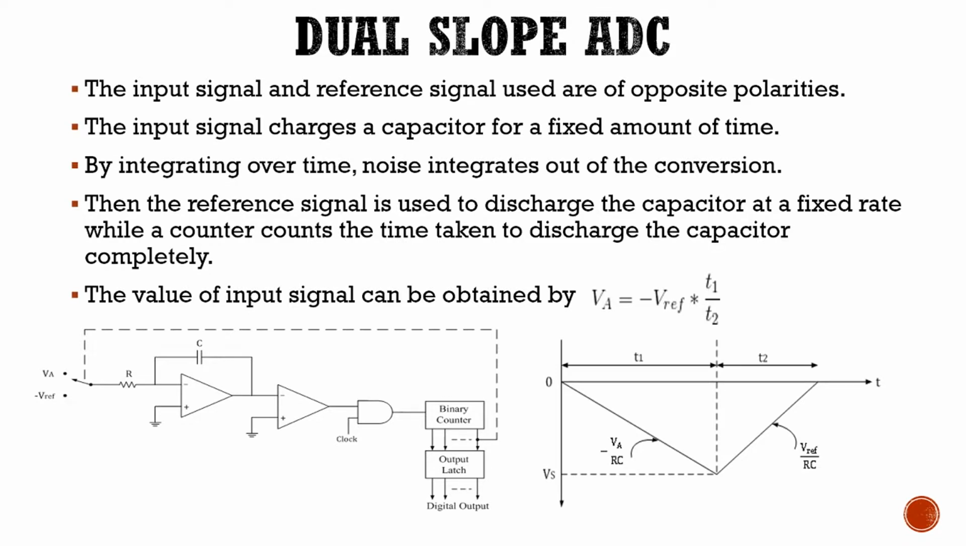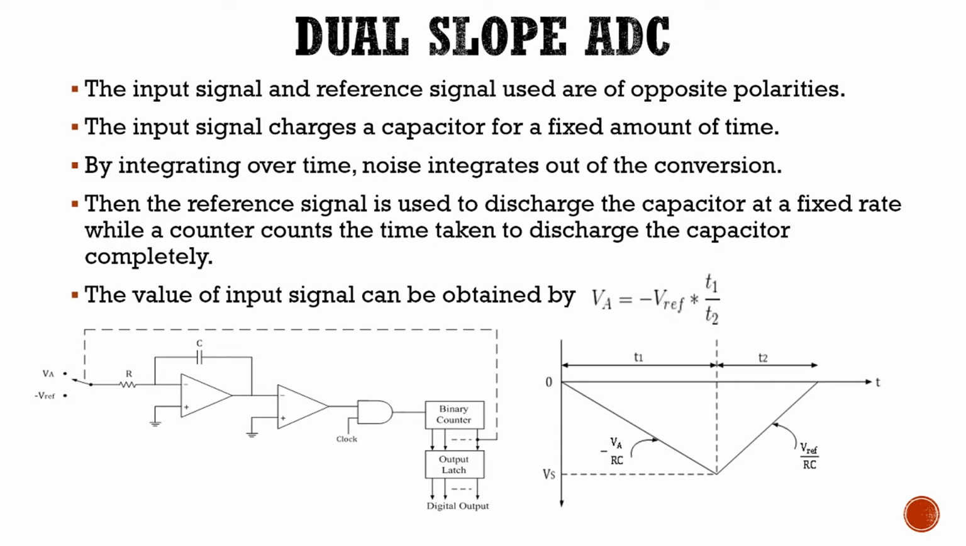The conversion cycle is now complete, and the amplitude of negative and positive ramp voltages can be equated to get the equation of input signal, which is VA is equal to minus Vreference into T1 by T2, which shows that the unknown analog input voltage VA is proportional to time T2, since Vreference is a known reference voltage and T1 is predetermined time period. The actual conversion of analog to digital takes place during the time T2.